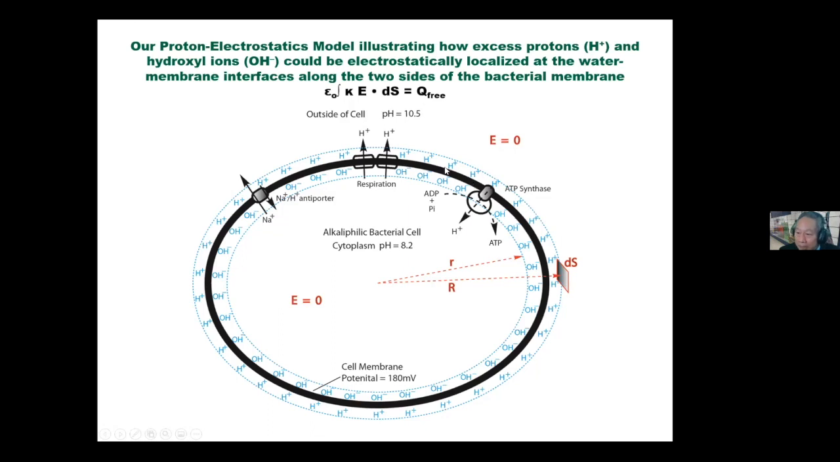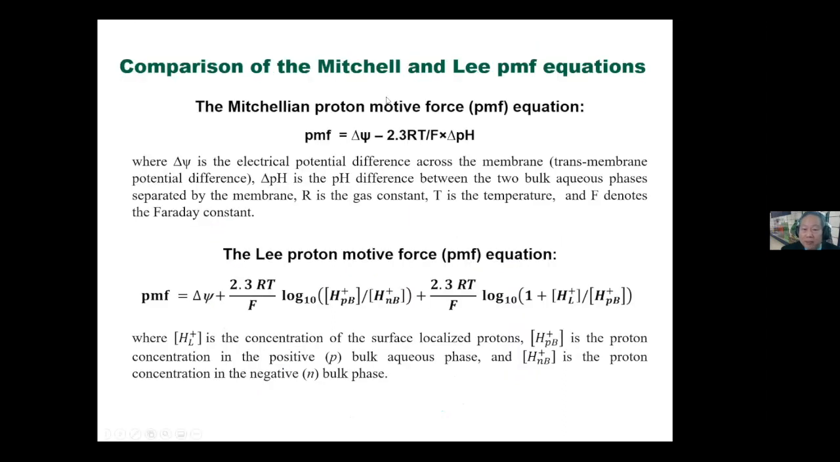So what will be the corrected proton motive force equation? Now remember, this is Mitchell's proton motive force equation in the textbook. So it's PMF equals the membrane potential minus 2.3 RT over the Faraday constant times the pH difference across the membrane. That's in the textbook. And this is my modified, revised proton motive force equation. Now the first two terms here, you see these are the same. This term is essentially the same as that, just a different way of writing it.